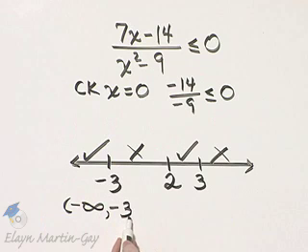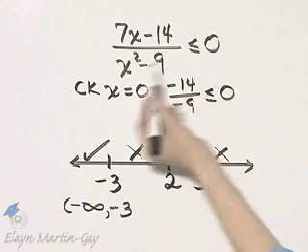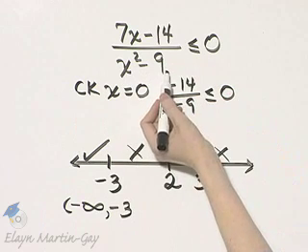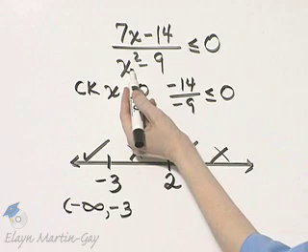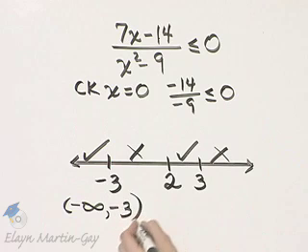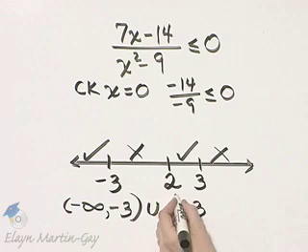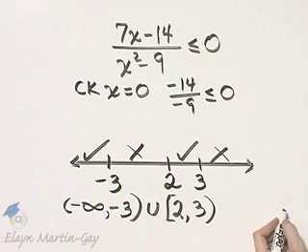Now, does -3 get a parenthesis or a bracket? Everything gets brackets except numbers that came from the denominator. 3 and -3 came from the denominator. Can you see that 3, or -3 in this case, cannot have a bracket because x cannot be -3? That would make the denominator 0. So I'll have a parenthesis here, union, and then I go from 2 to 3. 2 can have a bracket, that's okay. 3 cannot have a bracket, it came from the denominator. And there is my solution.